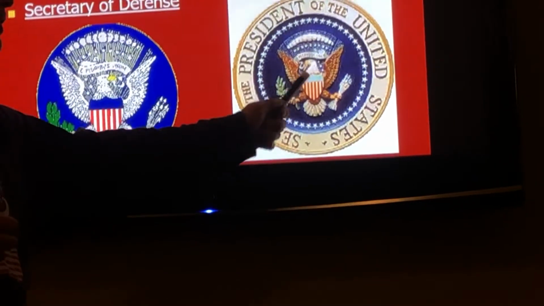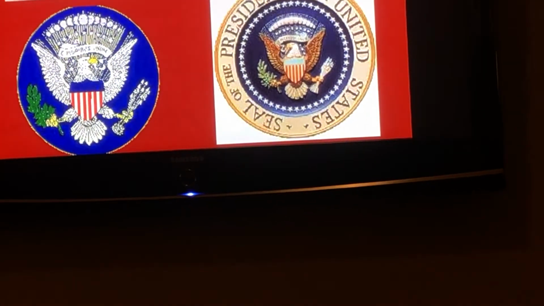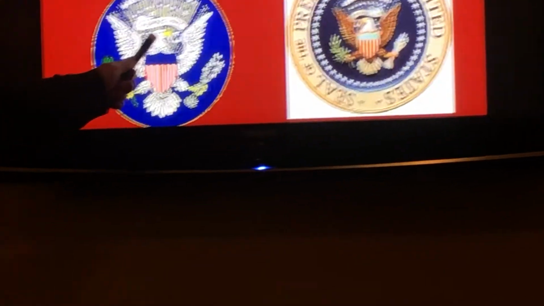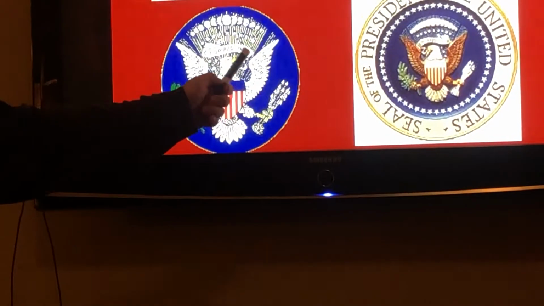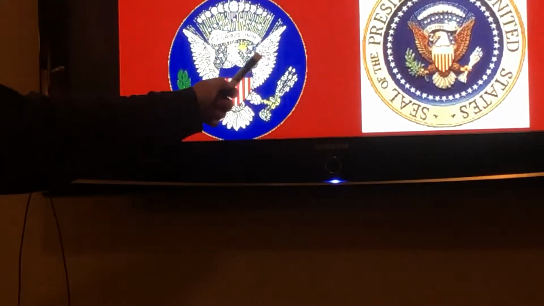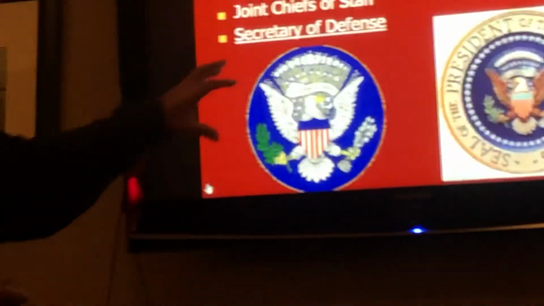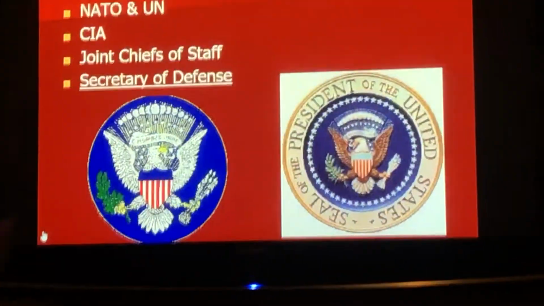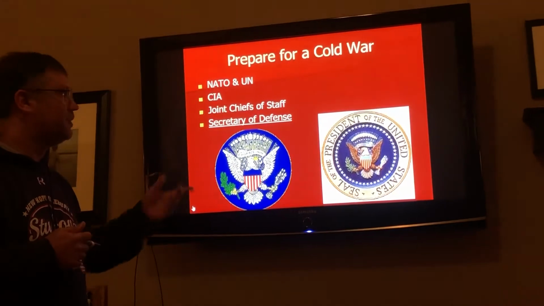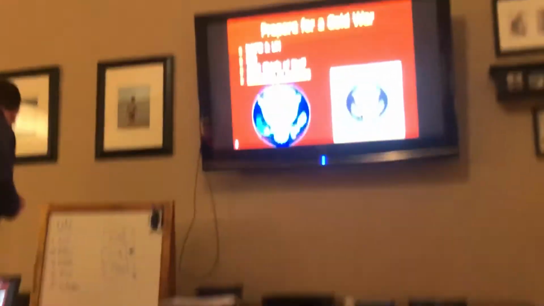But his head is faced at peace. The original presidential seal, before Truman, the head was faced at the arrows. So it's now changed today to be that one. So we're about peace, but we have to go to war. We need to be prepared to go to war. So pretty neat. That does change.